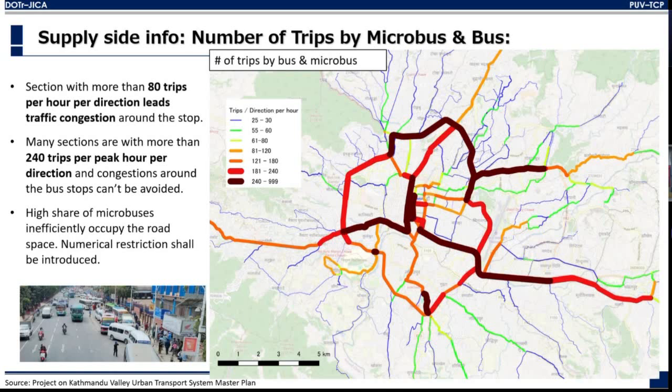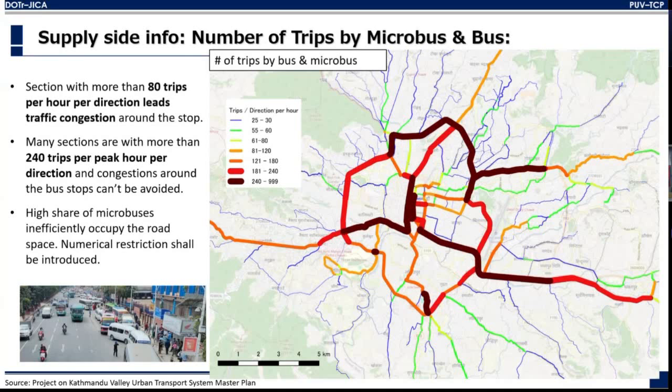And theoretically speaking, a section with more than 80 trips per hour per direction leads to traffic congestion around the bus stops, because if trips by public transport exceed this value, the public transport vehicles get stuck at the signals. So this is the so-called physical capacity of public transport vehicles, I suppose.